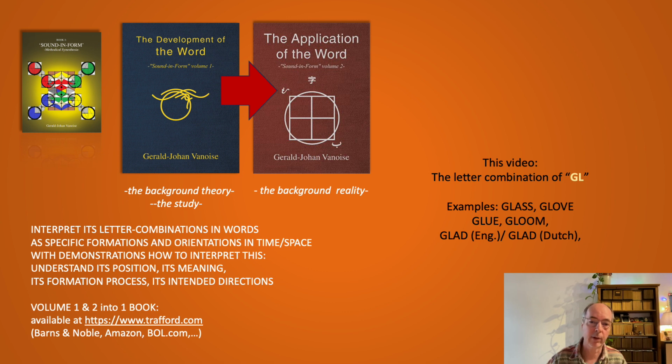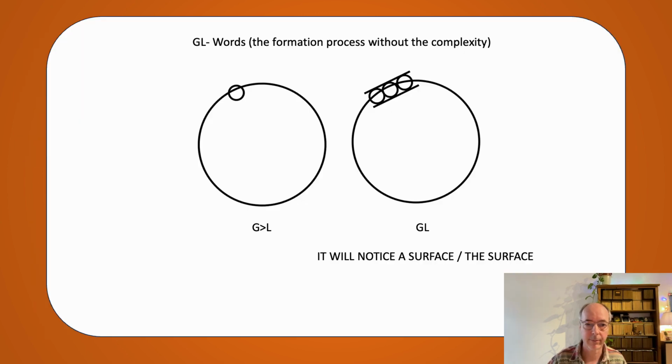Here I will again explain some letter combinations, some words with the letter combination of G and L. I will have glass, glove, glue, gloom, and glad. And in the Dutch version of glad, that is also written as glad, but it is expressed as something completely different.